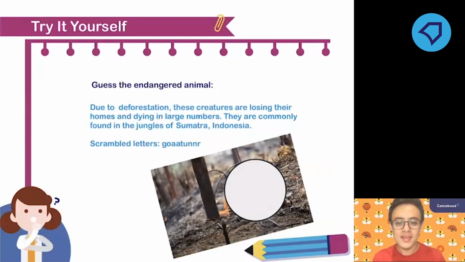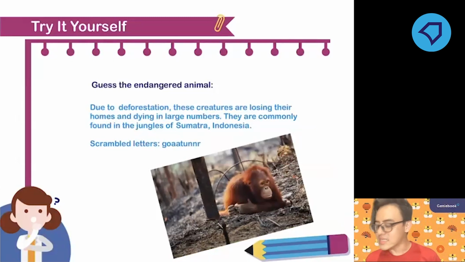They're commonly found in the jungles of Sumatra, Indonesia. Any friends from Indonesia over here? Yes, the animal is an orangutan. Orangutan is actually an Indonesian word. It means the human of the forest. Yeah, orangutans are humans of the forest.